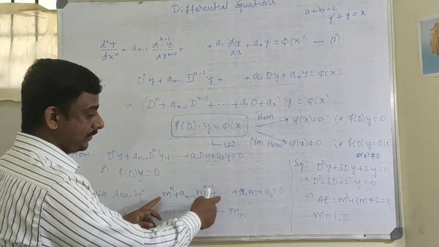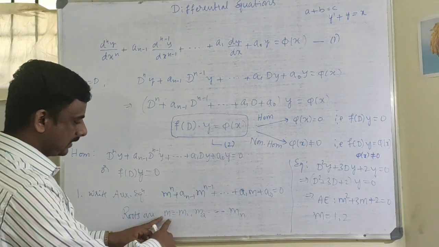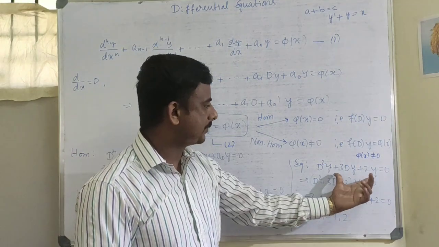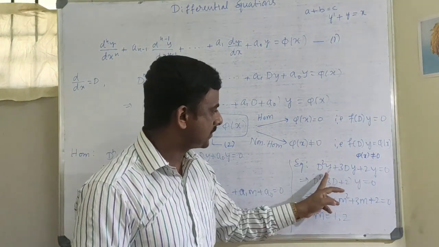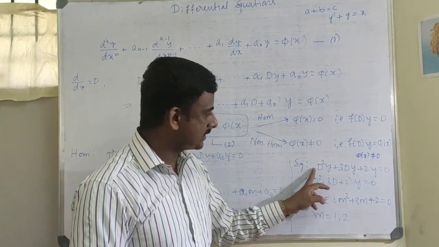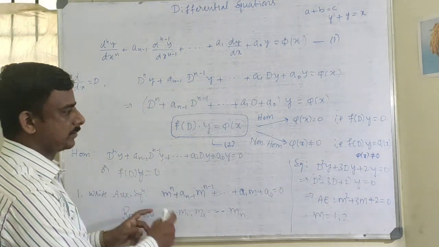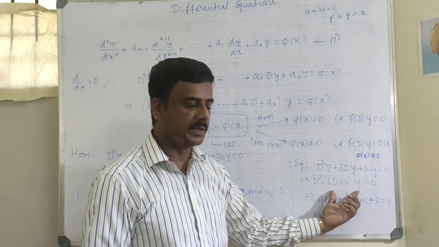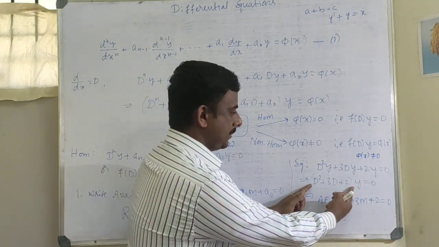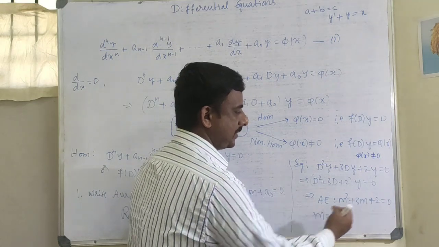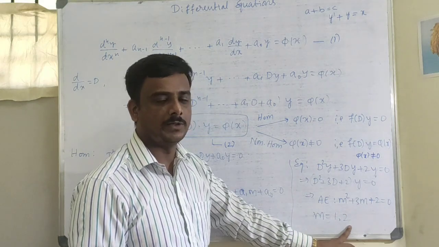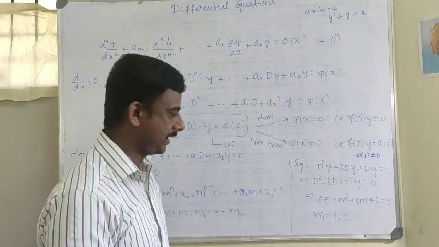Now solving this equation, I get n roots, m equal to m1, m2 and so on, mn. Here I have taken an example. Suppose the given differential equation is D squared y plus 3Dy plus 2y equal to 0. Writing this in the form f of D into y equal to 0, I get (D squared plus 3D plus 2) y equal to 0. The auxiliary equation is obtained by replacing D by m: m squared plus 3m plus 2 equal to 0. Solving this, I get m equal to 1 and 2. These are the roots of the auxiliary equation.